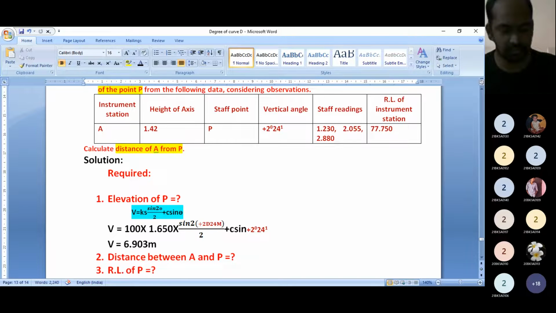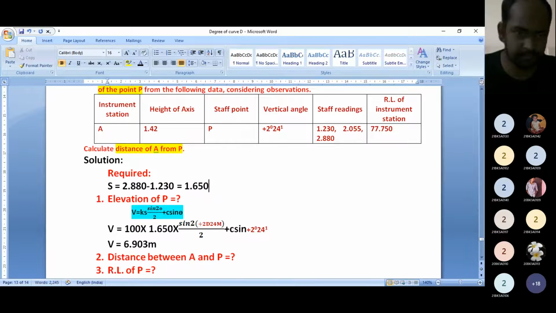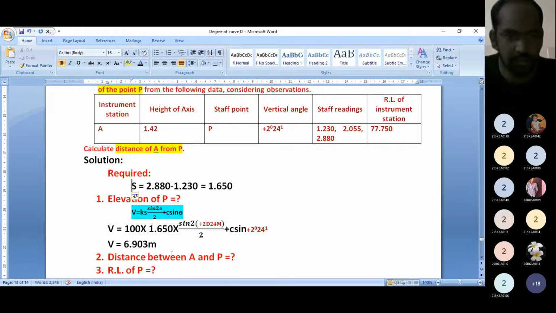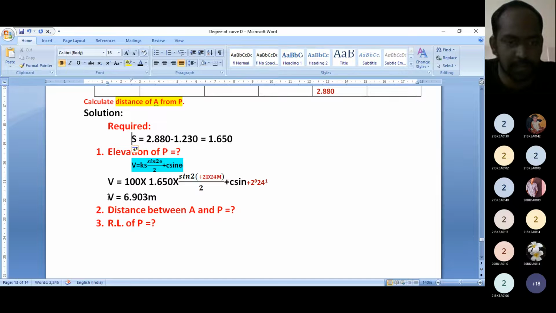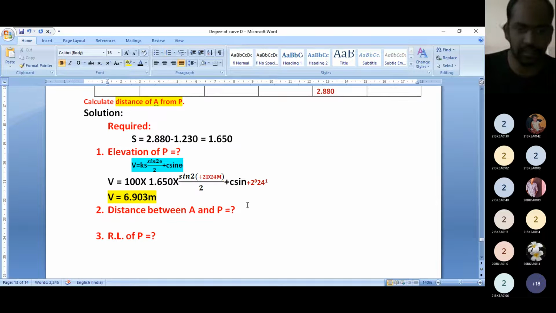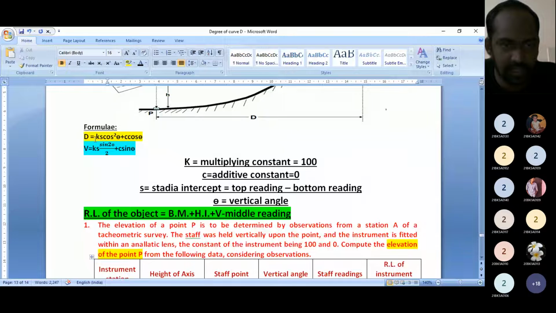Here I am writing the S value. So this is the elevation of P that we have calculated. Next we have to calculate the distance between A and P. It can be calculated using the formula D equals Ks cos square theta plus C cos theta. That is the formula for D.